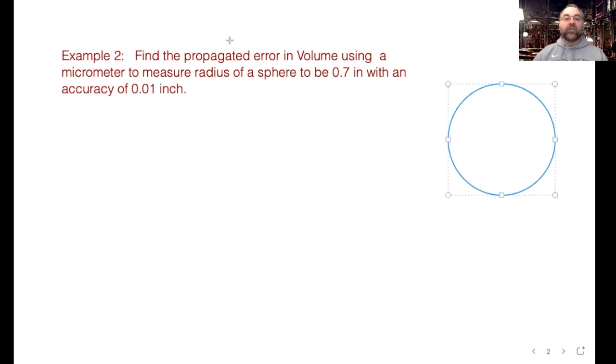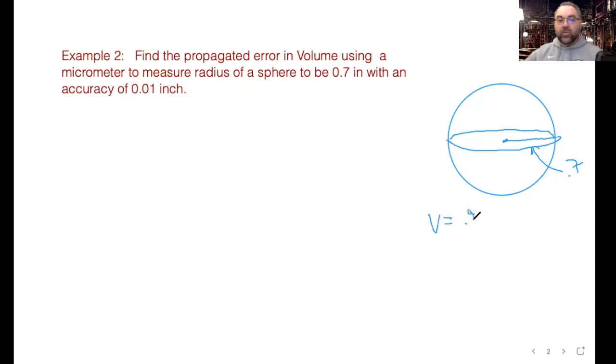So, if I have a sphere, I'll do my best to make this look 3D here. And I measure the radius of my sphere to be 0.7 inches. Okay. And then I use that measure to compute the volume of that sphere. I would get, let's see here, the volume of the sphere is 4/3 pi r cubed.